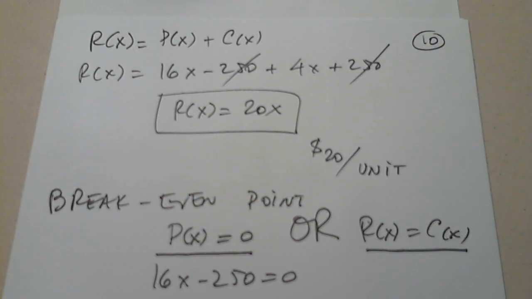So 15.6. Well, he cannot mow 15.6 lawns, right? So I will say 16. So he needs to mow 16 or more in order to start having profit.